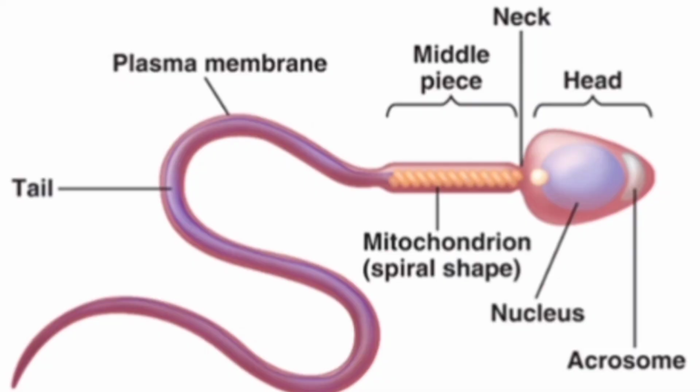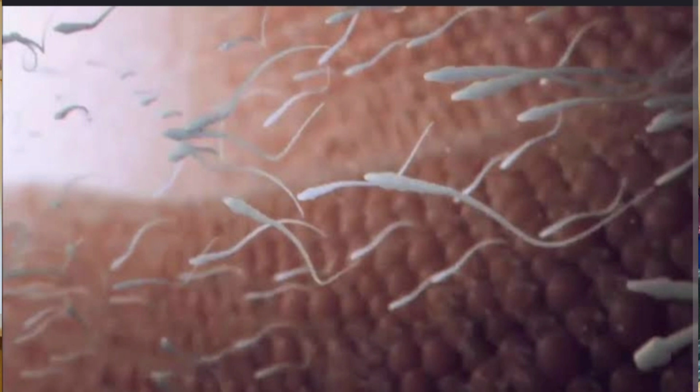And the same thing. See, in the sperm actually, this is the head, and the middle piece contains the mitochondria. This is the powerhouse for the sperm. And this is the plasma membrane tail. This tail helps in movement. And this is the group of sperms rushing towards the ovum through the fallopian tube.